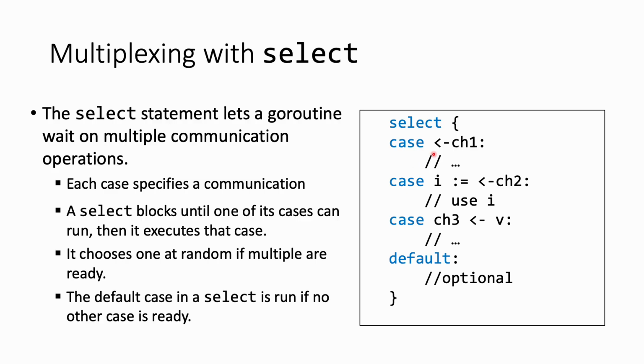A select statement blocks until one of its cases is ready to run. Then it executes that case. If multiple cases are ready at once, the select statement chooses one at random to execute. The default case in a select statement is run if no other case is ready. So we should use a default case to try a send or receive on a channel without blocking if the channel is not ready.